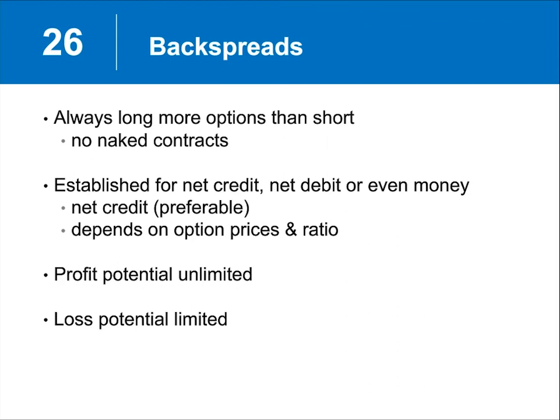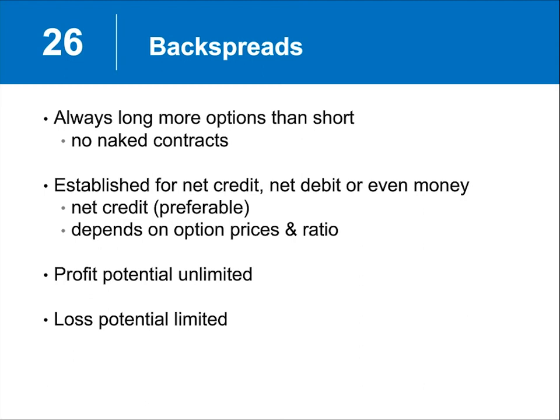And that more long than short, that limits our loss. And when you think about this, if you always have more long than you have short, you never have any uncovered calls or uncovered puts. And that's what we like. We like that risk to be defined for us. So for long more than we're short, we have defined risk. We can do backspreads for a credit, a debit, or even money. Anytime you can do something for a credit, that's preferable.